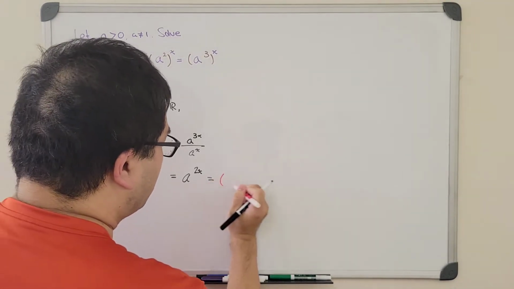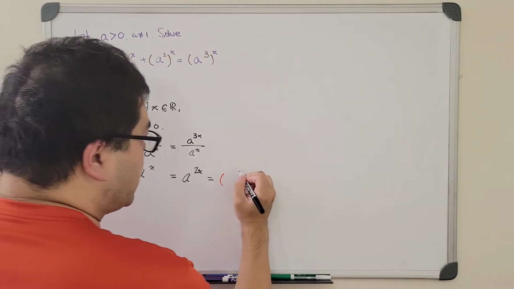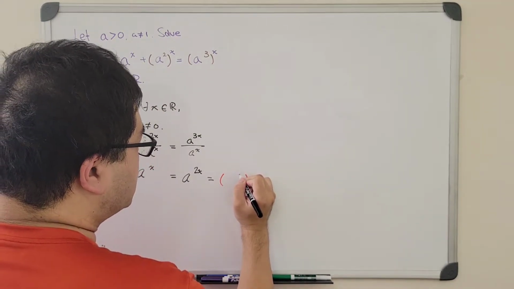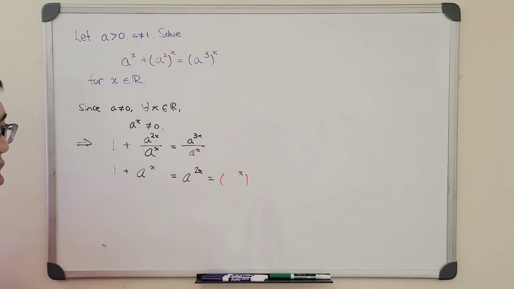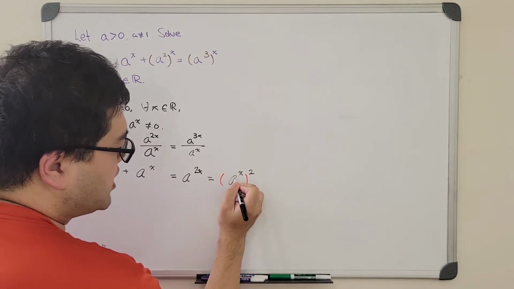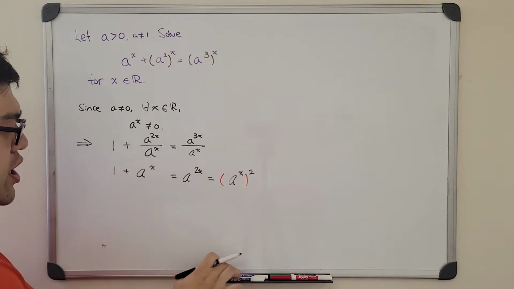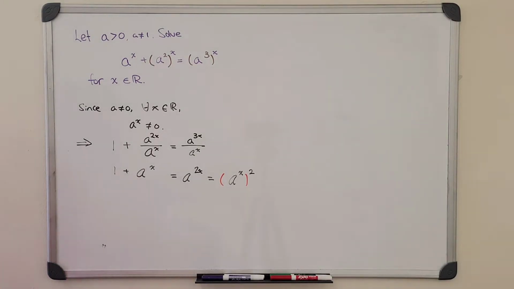We're going to break the exponent 2x into 2 times x, and then we're going to put the x inside this time, and then we will take the 2 outside, and of course don't forget we have the base a here. So if we do it this way, we can now do the substitution.